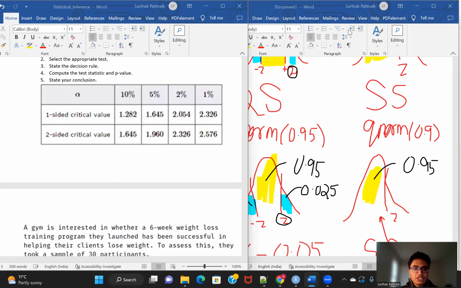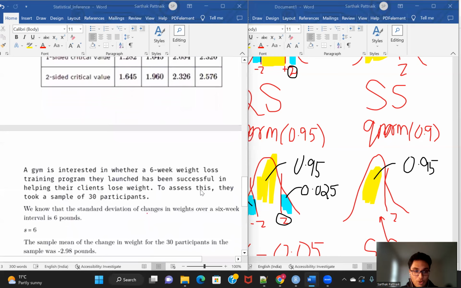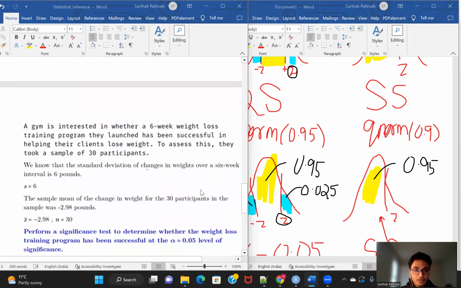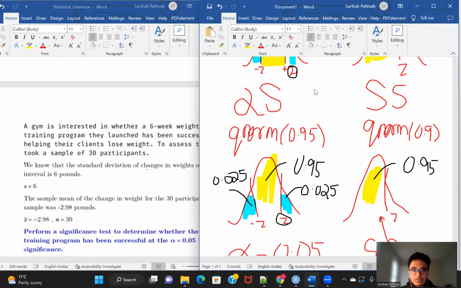In the previous session, I demonstrated how to calculate the critical value, both one-sided and two-sided, when you have been given the alpha level. I solved it for 10% alpha level and 5% alpha level, and I gave you a homework to calculate it for 2% alpha level and 1% alpha level. I hope you have gone through this and calculated the critical values for both these alpha levels. Now we'll be solving two questions based on this concept of hypothesis testing. Let us begin.